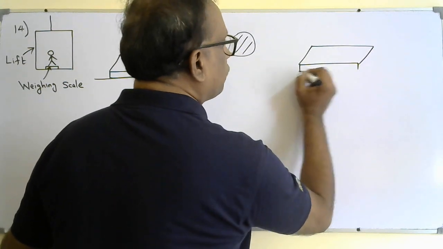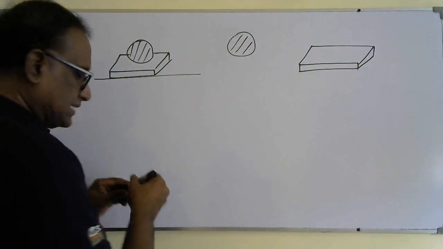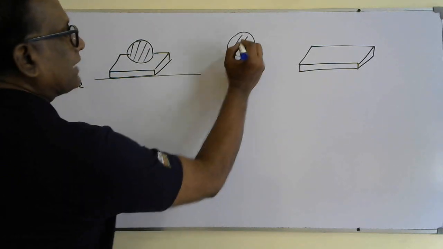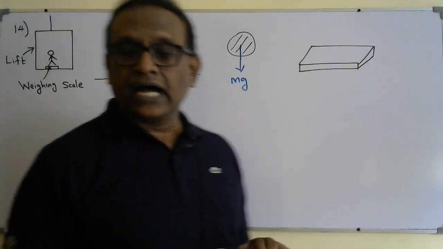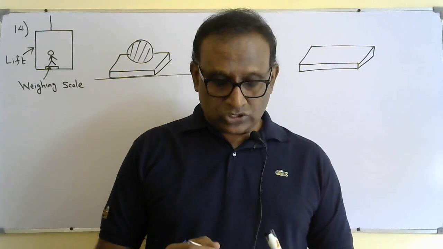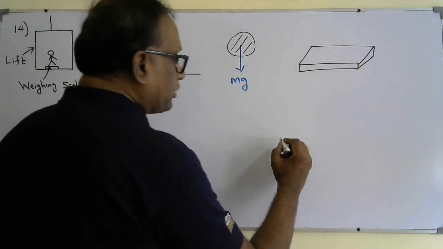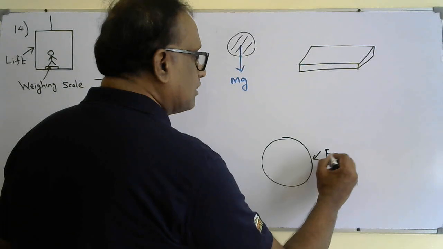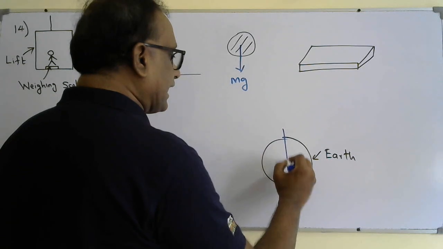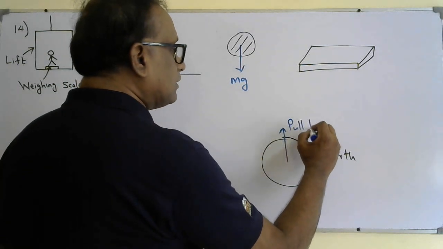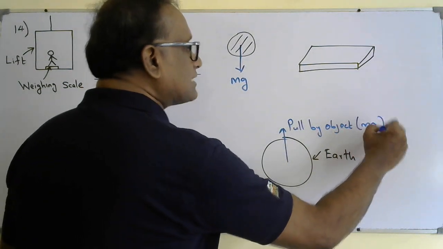I'm going to show the relevant forces. The object has weight. The weight of the object will act downwards, due to pull by earth. Earth is pulling the object down, so the object will pull the earth up. If I want to draw the third law pair of this force, I should draw it on earth. On earth, I should give the same force upwards. I can say pull by object.